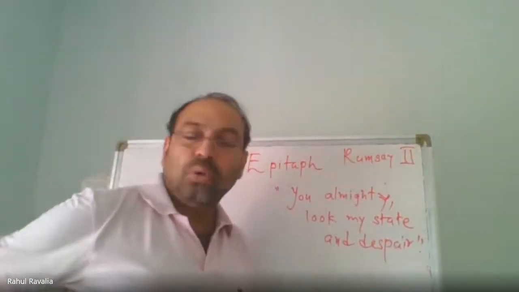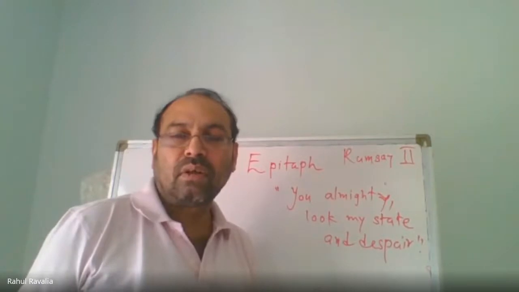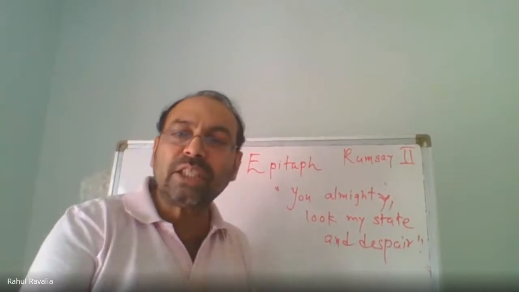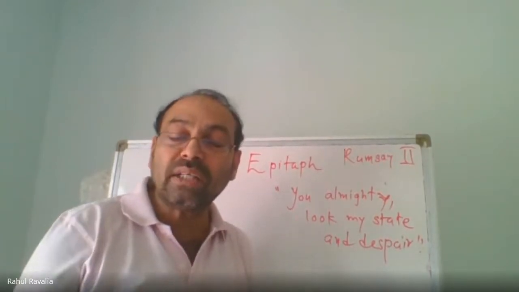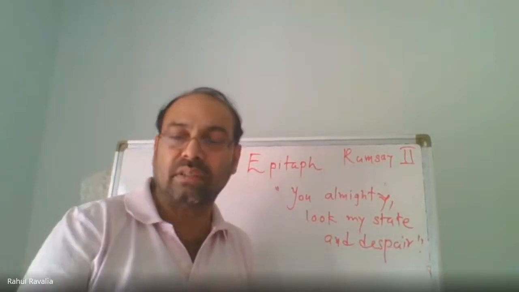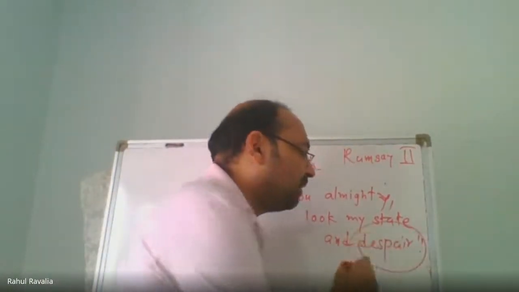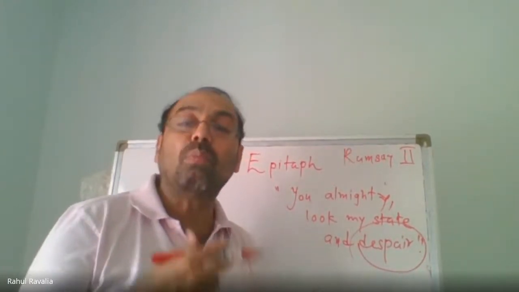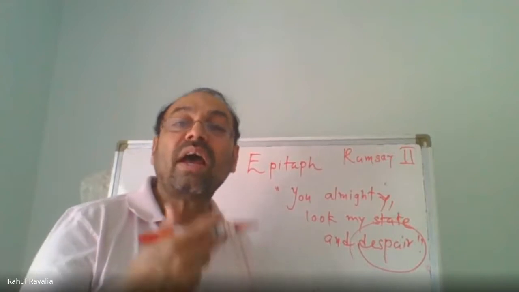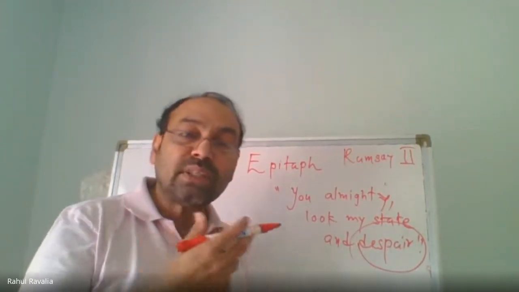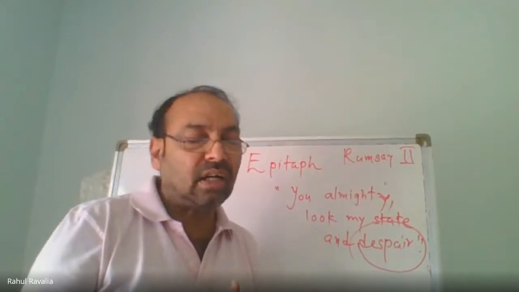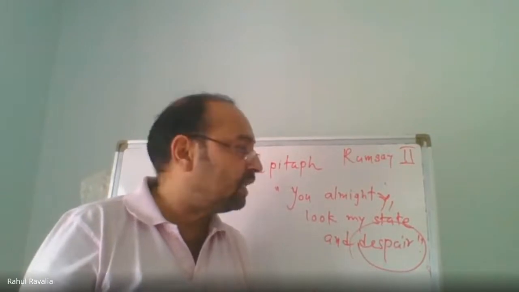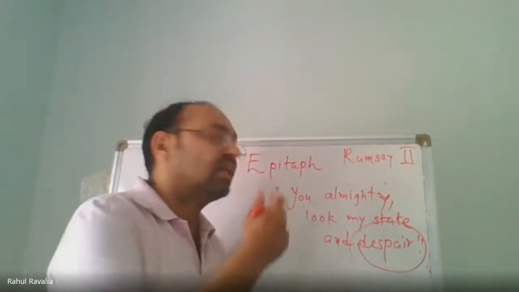You Almighty, look at my state and despair. What does it mean? It means that he challenges God. Oh God, you come and visit my Egypt, my state, and you will find that my Egypt is far better than your heaven. So you will be despaired, you will be disappointed, you will be sad because my Egypt is more beautiful than your heaven. Okay, so this might be a very great king, and he might have done so many good things for the people, for the state, for the city, and therefore the epitaph was like this.